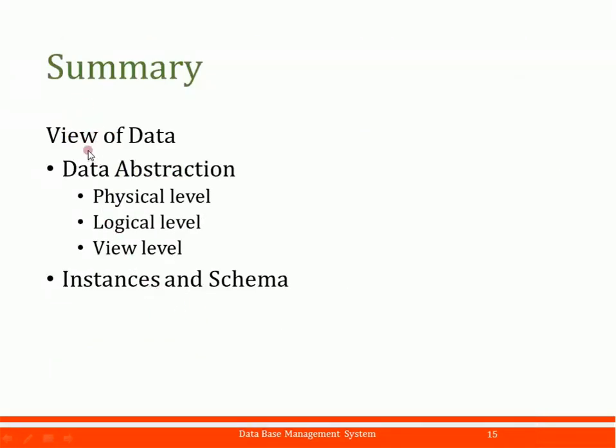Summary. In this video, we have discussed the various views of data. The view changes based on the level of the user, and we have three different levels of abstraction. That is the physical level, which is at the lower level, that has the physical storage of the data. The logical level, which represents what data is stored and what the interrelationship between the data is. And we have the view level, which changes with the user. And we have instances and schemas, where the instances change frequently, whereas the schema, which is the design of the database, changes infrequently.